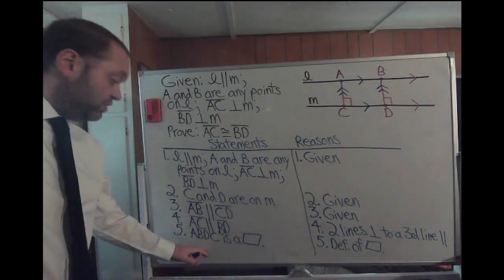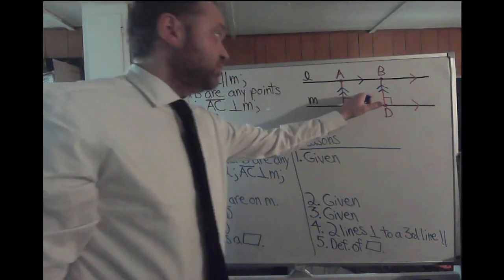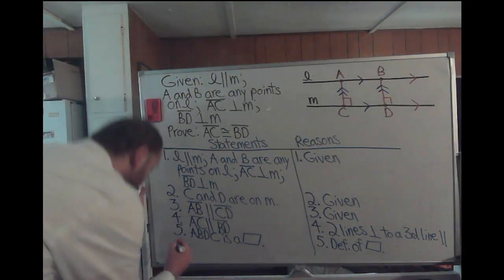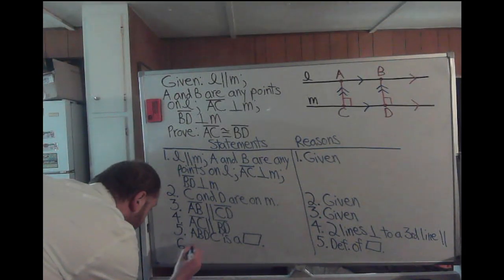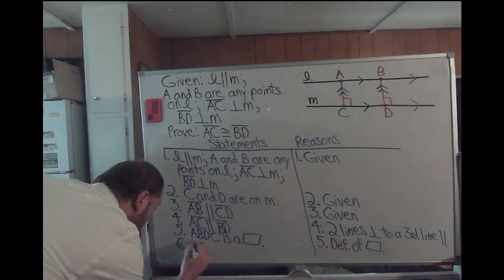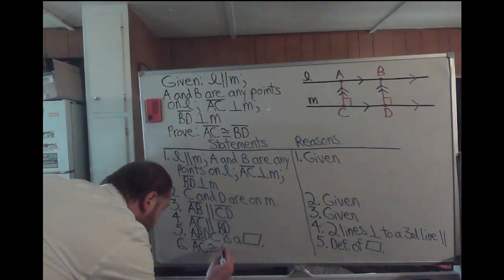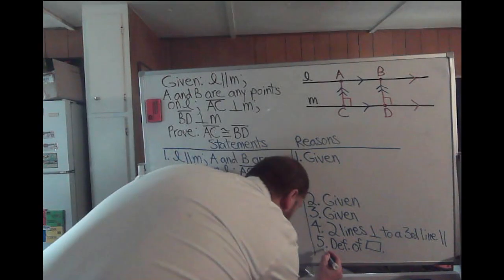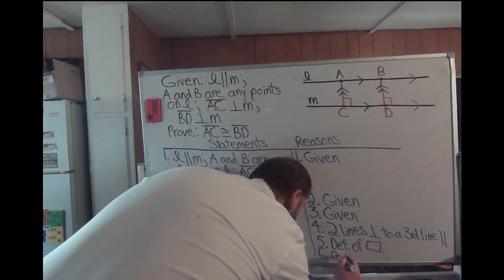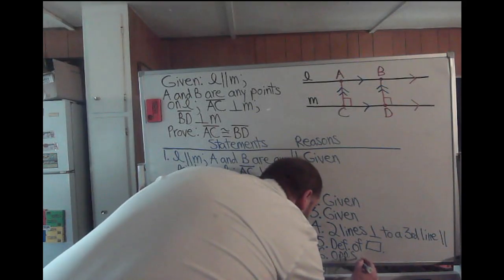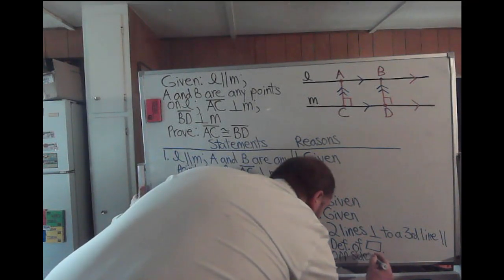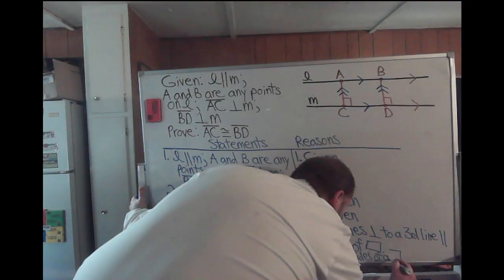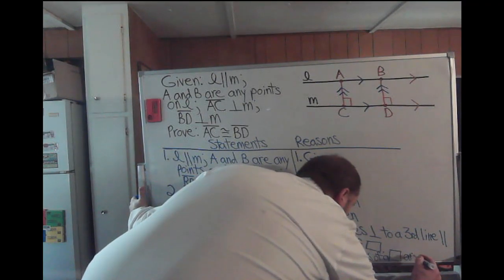Which means now, if we can prove this quadrilateral is a parallelogram, we can go ahead and prove that AC is congruent to BD. How so? AC is congruent to BD by the theorem that opposite sides of a parallelogram are congruent.